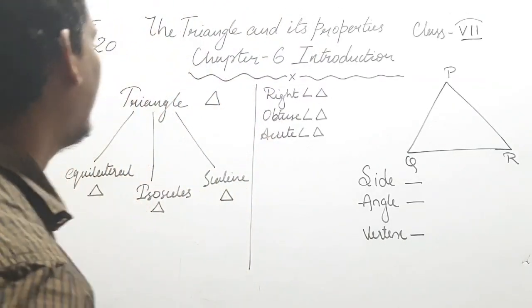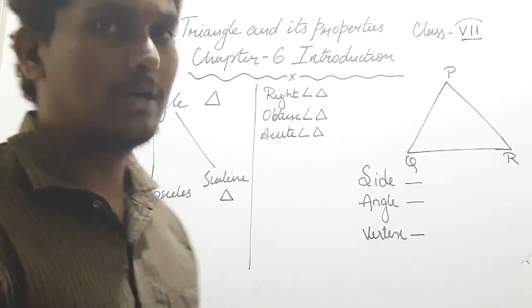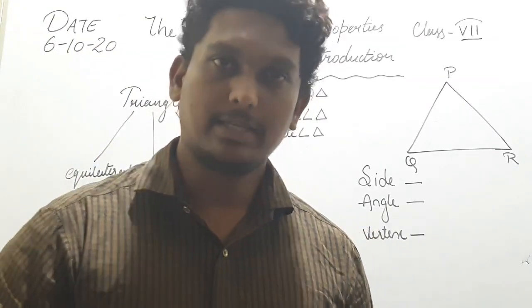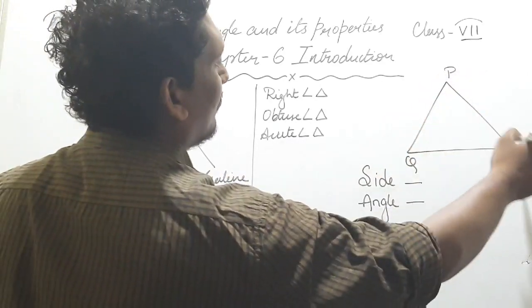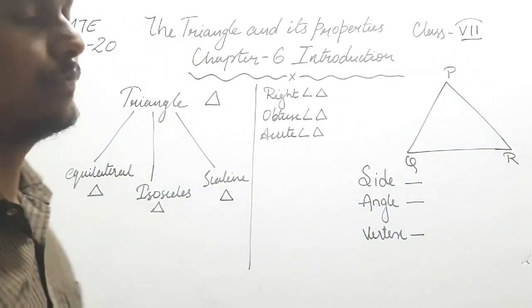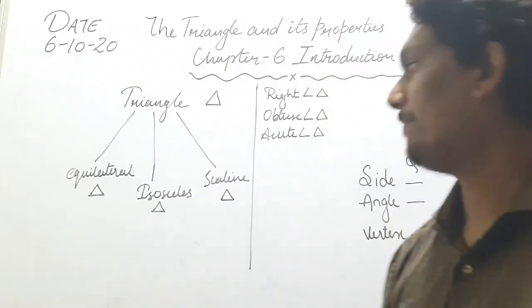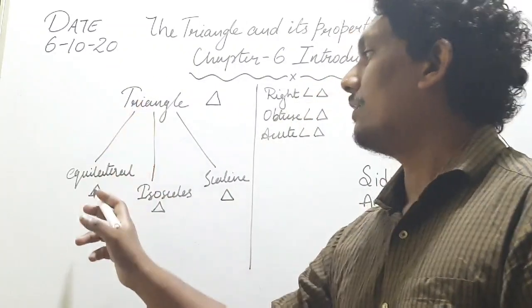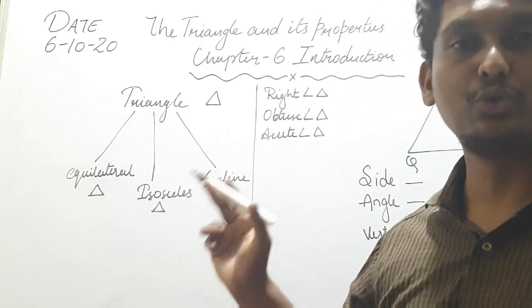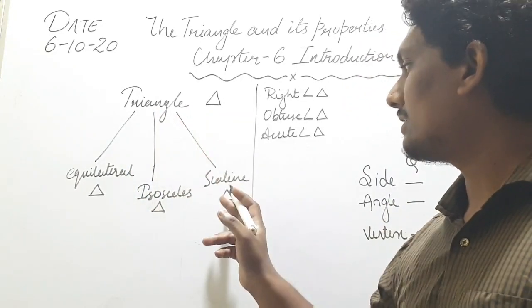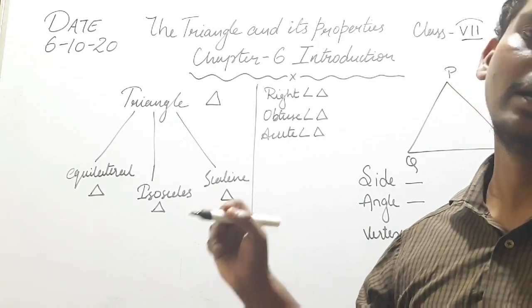So same definition: a closed curve made up of line segments. Okay, so this is the shape of the triangle, right? So there are three types of triangle. First one is equilateral triangle, where all sides are equal. Then isosceles triangle, where two sides are equal. Scalene triangle, where all sides are different.